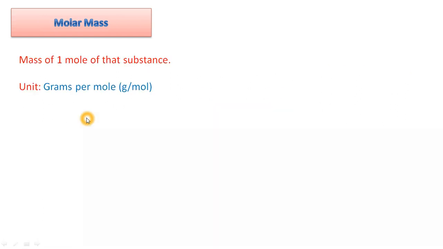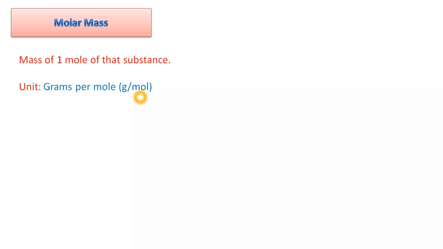Now before we go further, we'll discuss the term molar mass. Molar mass of a substance is the mass of 1 mole of that substance. And the unit of molar mass is grams per mole. In short, we can write it g per mol. Okay. Now, a molar mass can be of an element or of a molecular compound.